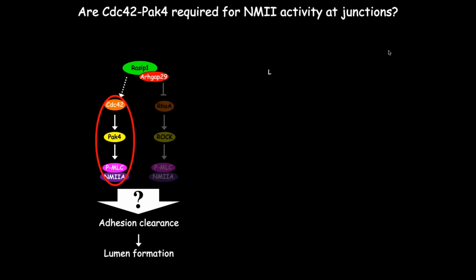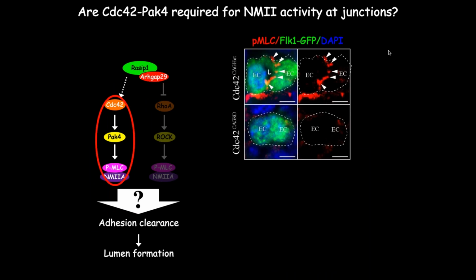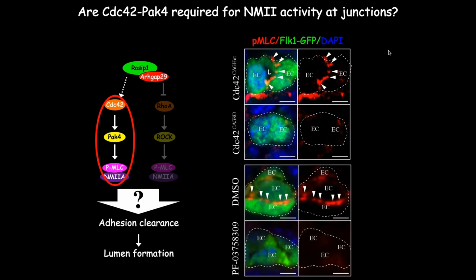Now we wanted to ask, is the activity of myosin light chain really changed in these? He did the same exact thing, knocked out CDC42, and now he's assaying in red for phosphorylated myosin light chain, and you can see that that activity is gone. Those junctions, we know, are there. They're not moving out of the way, but they're not on top of that phosphorylated myosin light chain. And the same thing when you use that inhibitor against PAK. So that means CDC42 is in a positive way required for junctional clearance.